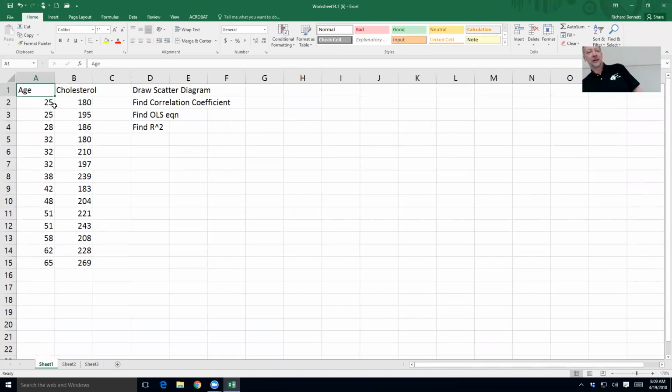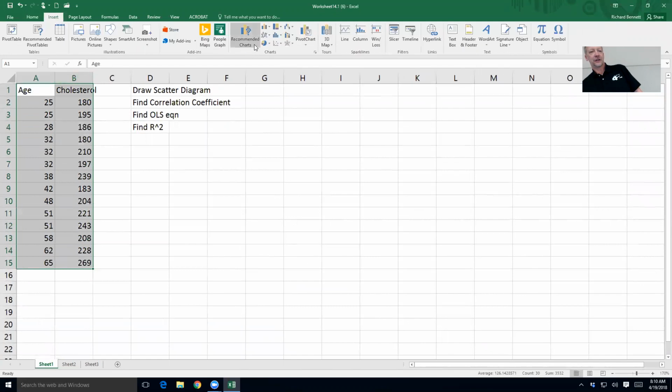Highlight the data. Insert. I clicked on insert. There we go. Scatter plot. This computer's just waking up, it feels like.